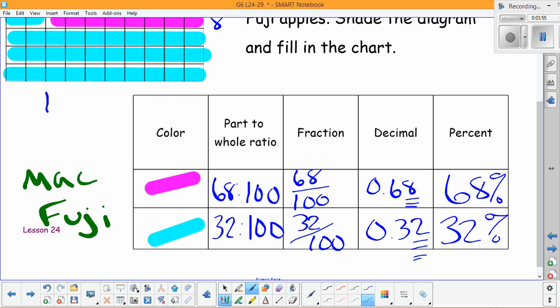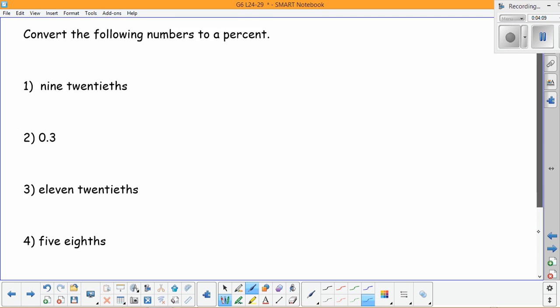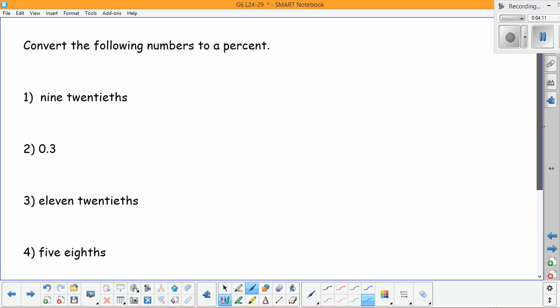So once we know the basics and how to write ratios as fractions, decimals, and percents, we can move on and do a little bit of problem solving. So the next lesson that we're going to do, we're going to talk about how we can write them as a decimal, fraction, and percent. So this is lesson 25 now. And I wrote these in words, but let's convert them and see what they would look like.